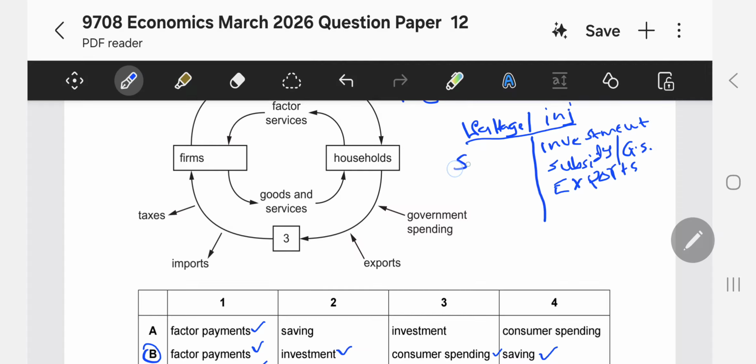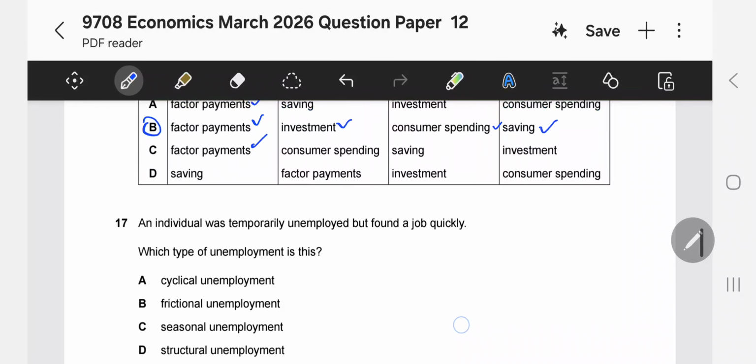So something that is not invested is saved. So that would be savings. Subsidies or government spending would go back as tax, and exports would be imports. Quite easy to see. So once you know any 3, you can know the others. Let's see the next question.